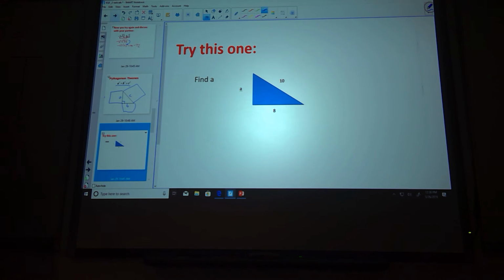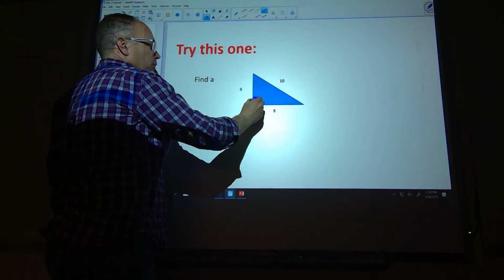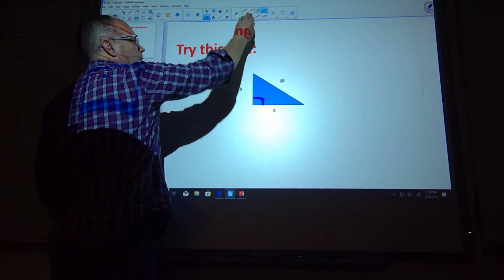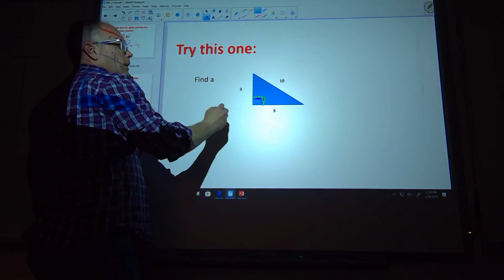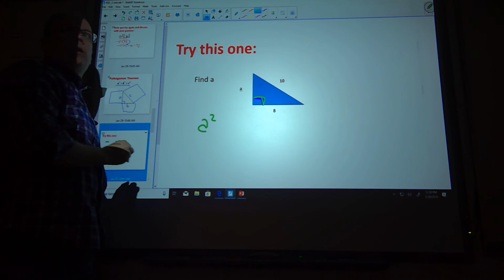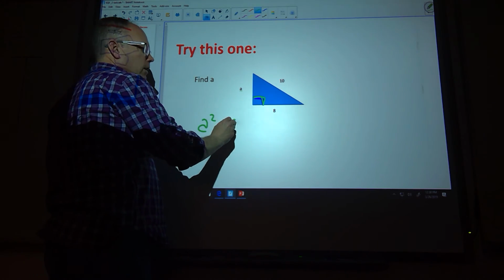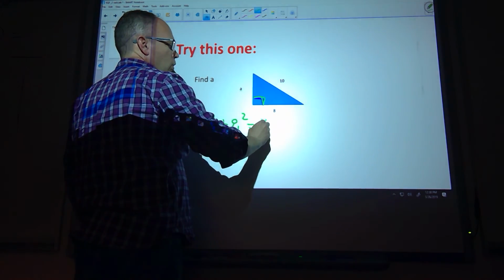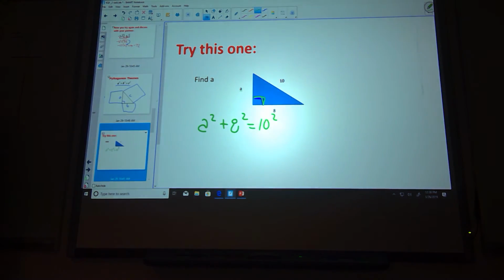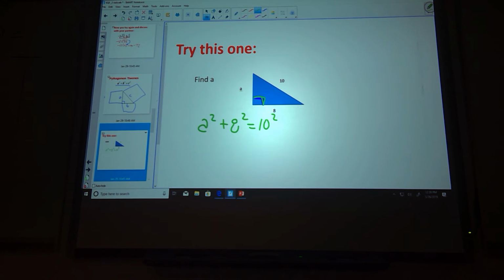All right, so I'm going to use the Pythagorean Theorem. Does everyone feel comfortable to say I have a right angle right here? So then I have a squared plus 8 squared is equal to 10 squared. The Pythagorean Theorem says that the sum of the squared legs of a right triangle will equal the hypotenuse squared. And the hypotenuse is always the longest side.